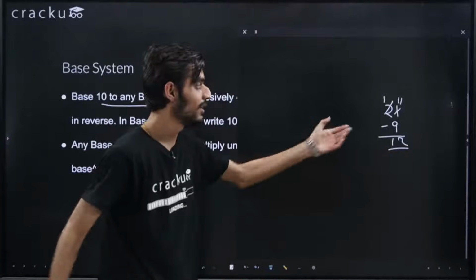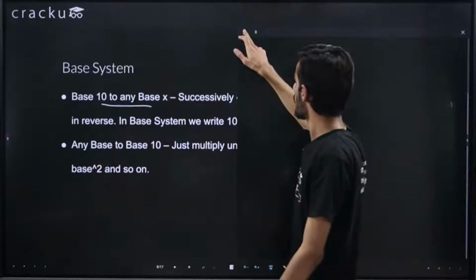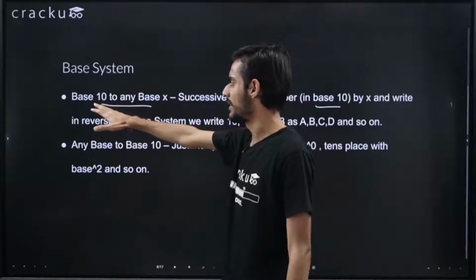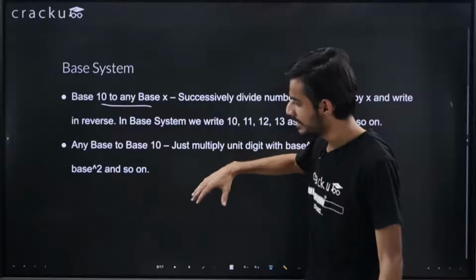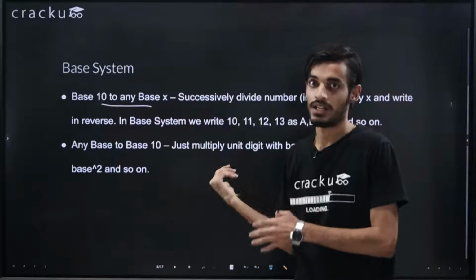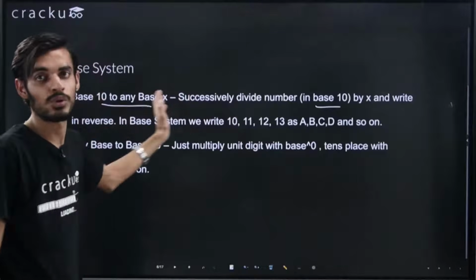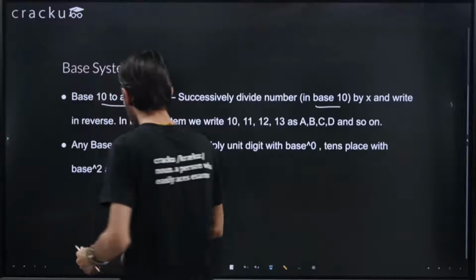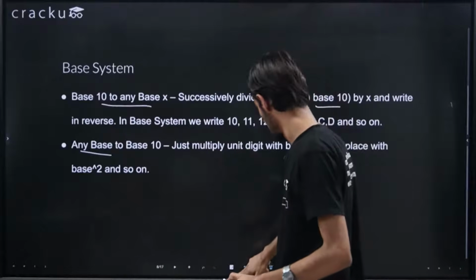So I think this should be clear, using this example, about what a base is, and now you should be able to convert any number in base 10 to a value in any other base that is asked. For example, if you want to convert from base 10 to any other base, I think you will be able to convert it. Now let's look at how to convert from any base to base 10.